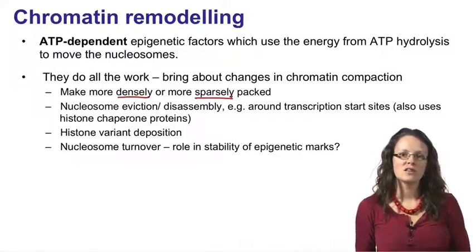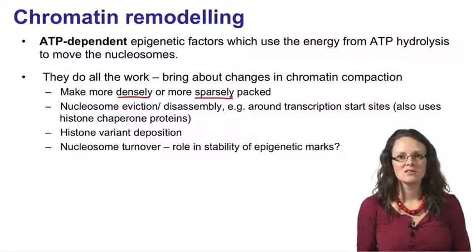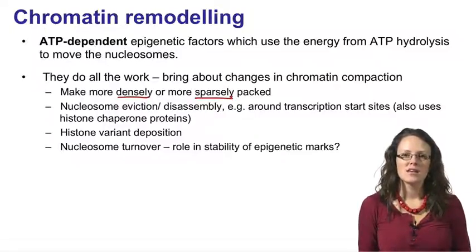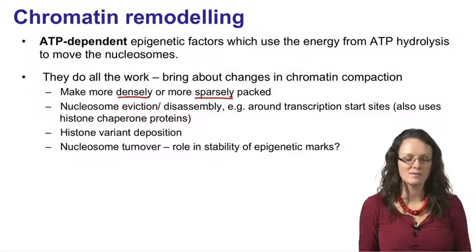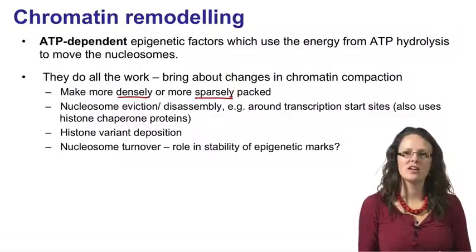We also know that the chromatin remodeling complexes are involved in histone variant deposition. What I'll come to in one of the next lectures is talking about these histone variants. And they need to be incorporated into the nucleosomes by these chromatin remodeling complexes. And finally, the chromatin remodeling complexes can have a role in nucleosome turnover. Now, what we've been speaking about in previous lectures is how you can have mitotic heritability of epigenetic marks. And clearly, if the nucleosomes can be turned over, they can be refreshed or renewed without relying on changes in the cell cycle, then this could alter mitotic heritability.